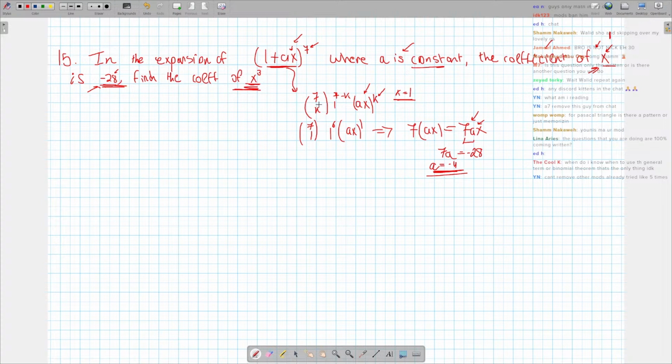Yes. If you see this question where they give you the coefficient of the first one and ask you to find the coefficient of the second one, you have to find a first. That's the whole point of the question. They want to see if you can find a. Now that you know a is negative 4, can we find the coefficient of x cubed? Let's see.